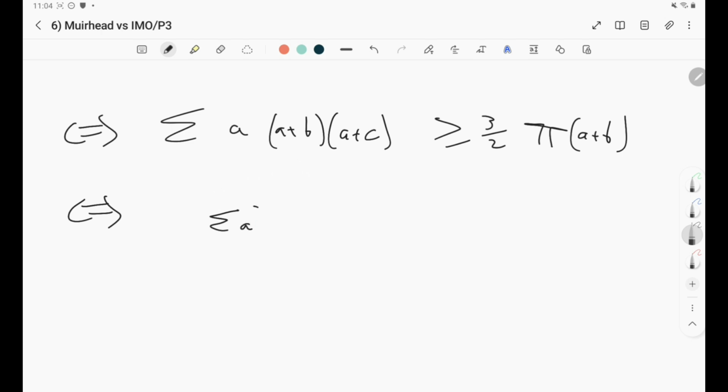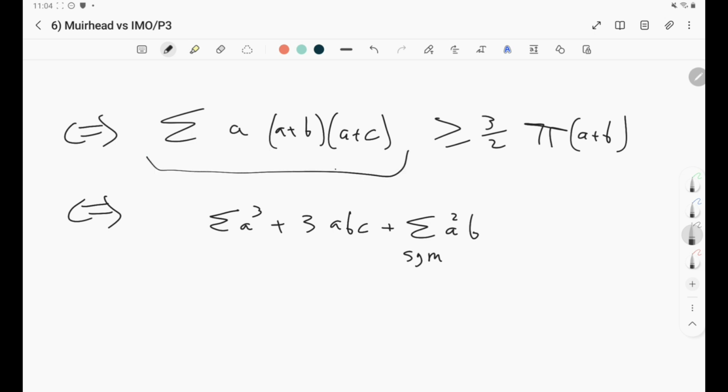So that will give you sigma a cube. And then if you take a times b times c, you get abc, which of course gives sigma abc, just 3abc. And the rest is just a square c and a square b. So this is basically sigma a square b and sigma a square c, which is just sigma symmetric a square b. So guess what? This is just the expansion of the LHS. We're done. It's that simple.